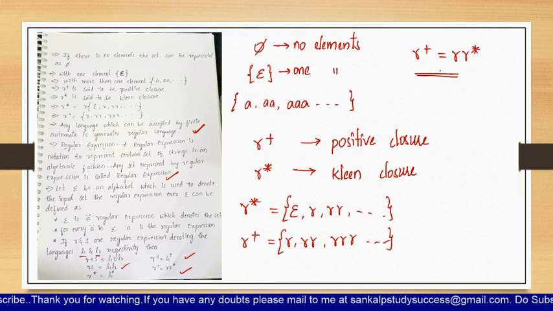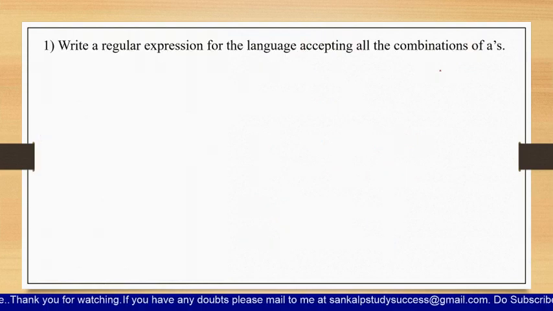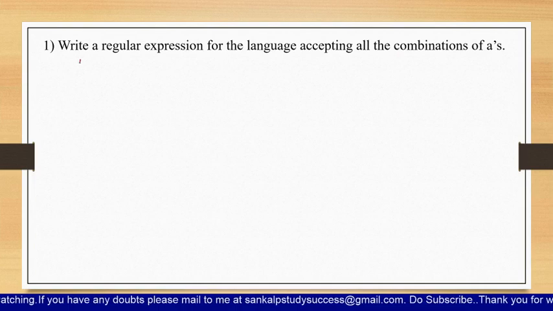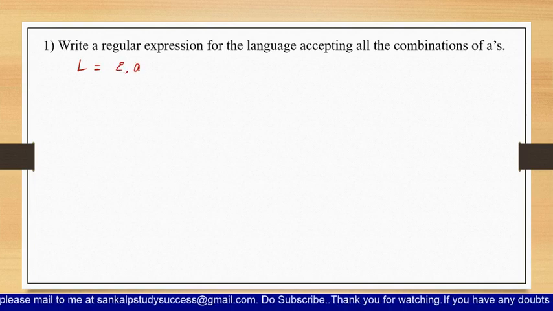Let us write a regular expression for the given question: write a regular expression for the language accepting all combinations of A's. That means it is a language accepting all combinations of A's, which includes 0 or more A's, correct? You may have 0 A's, so we will also include epsilon, then A, then AA, then triple A, and so on.